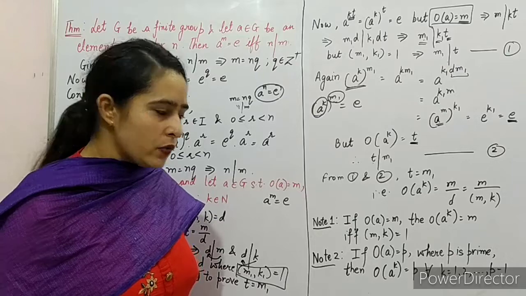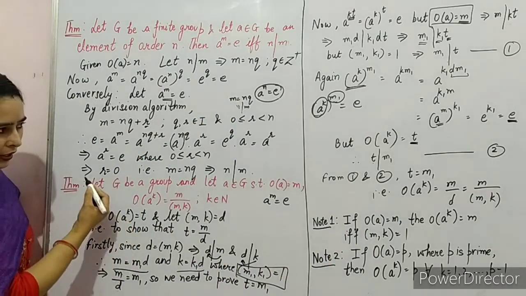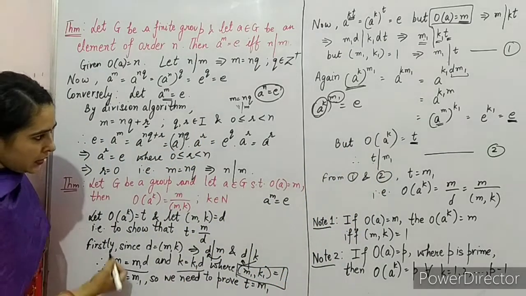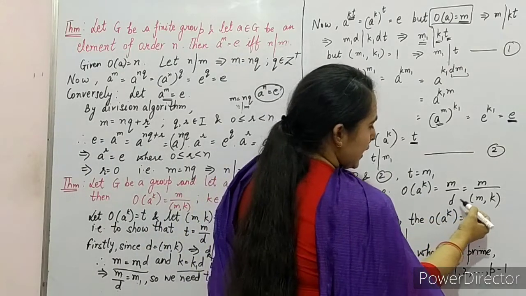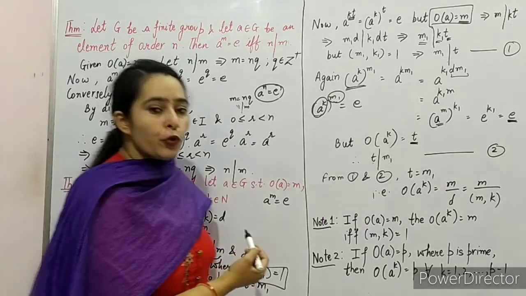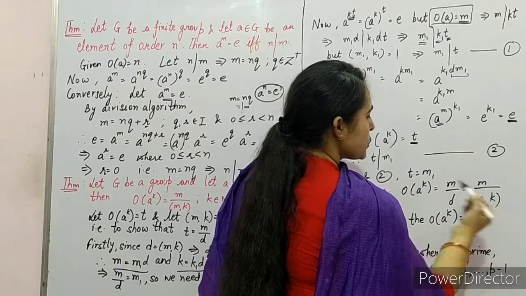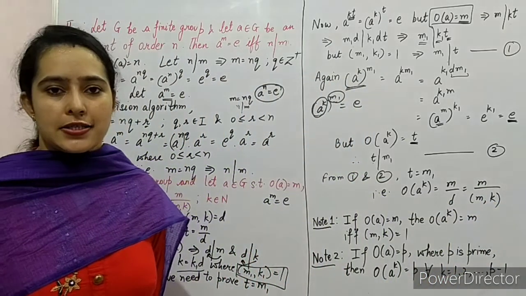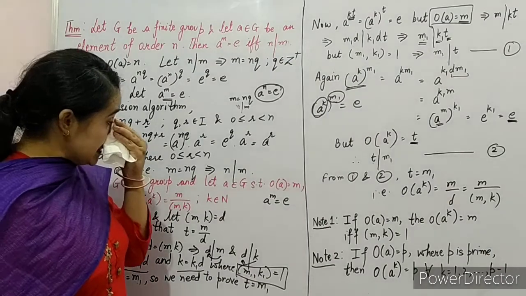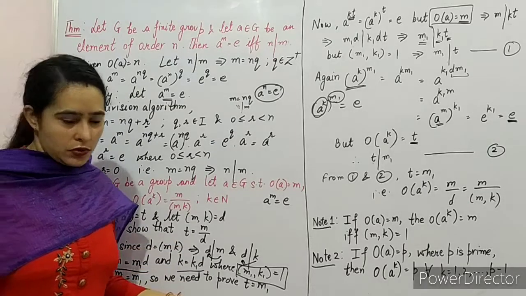Now substituting the values. What was t? t was the order of a raised to the power k. And what was m1? m1 was m upon d. And what was d? d was GCD of m and k. So we have proved that the order of a raised to the power k is equal to m upon GCD of m and k. Hence the result. Now this important result can be used to arrive at some more important results also.